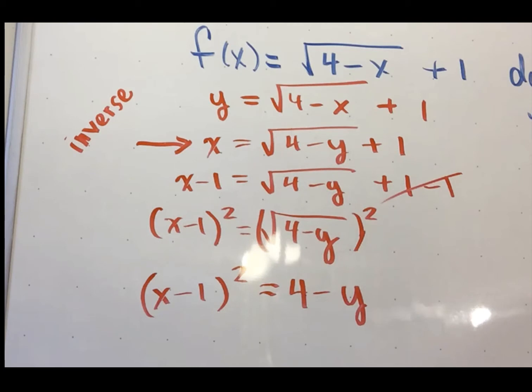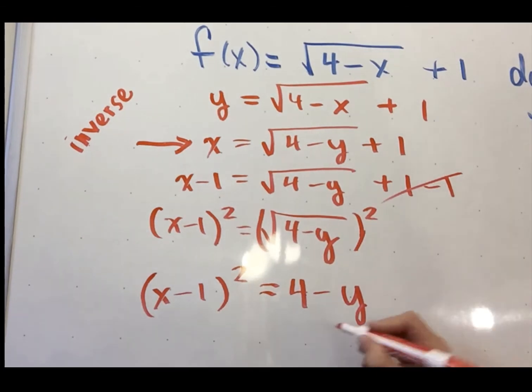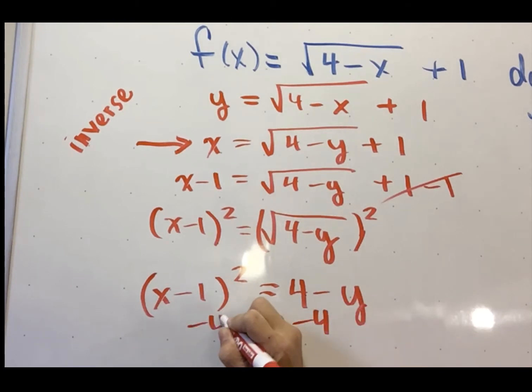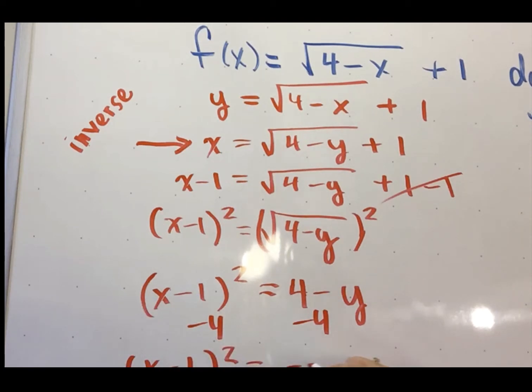So let's get rid of the 4. What do we do to get rid of the 4? Subtract it from both sides. So I subtract 4 here, subtract 4 here. So now I have x minus 1. So obviously there's little places where it's easy to make mistakes. Here's one of them. Don't let that negative disappear right now.